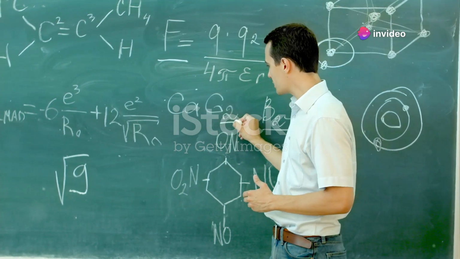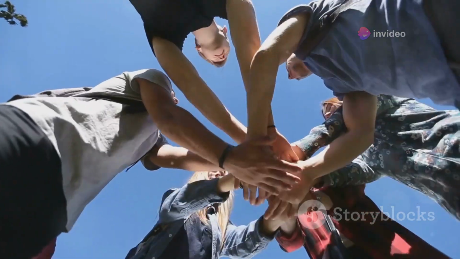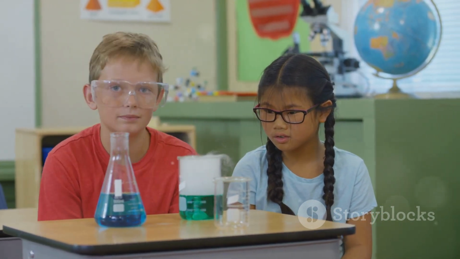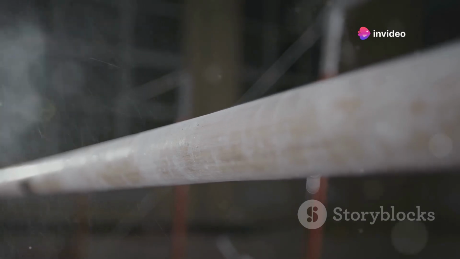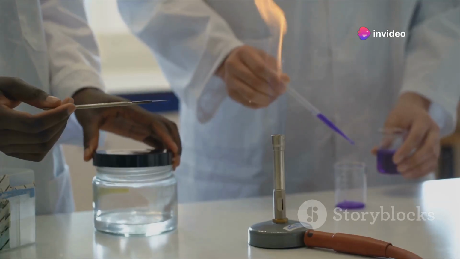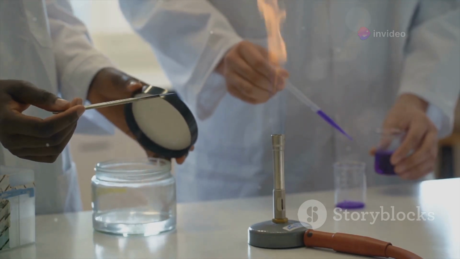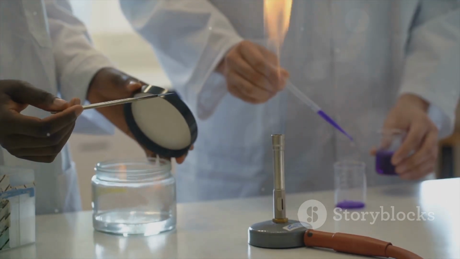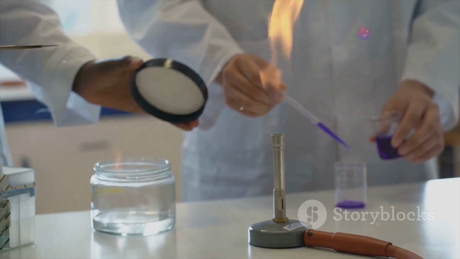1. Combination reaction. Like a group of friends coming together, two or more reactants combine to form a single product. Example, burning magnesium ribbon in the air. 2. Decomposition reaction. Think of a puzzle breaking apart. A single reactant breaks down into two or more simpler products. Example, heating calcium carbonate to produce calcium oxide and carbon dioxide.